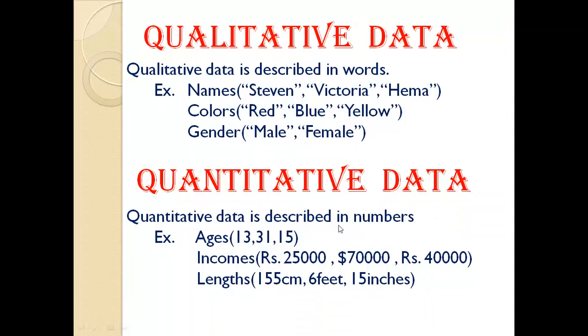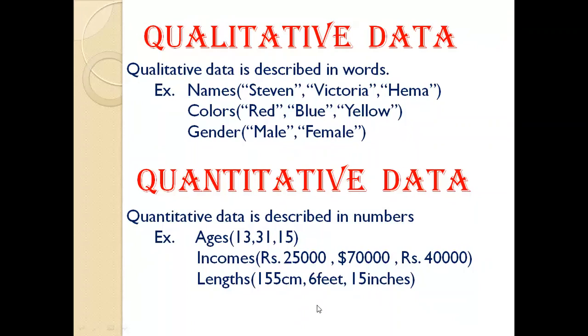Here we say that, for example, ages 13, 31, 15. It is in numbers. That's why it is an example of quantitative data. Another example is three people having income 25,000 rupees, 70,000 rupees and 40,000 rupees. It describes the quantity of income and it is described in a number. That's why it is an example of quantitative data.